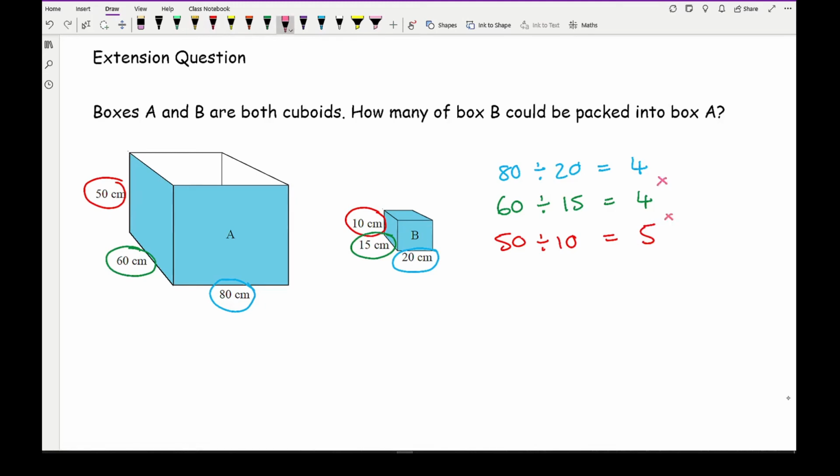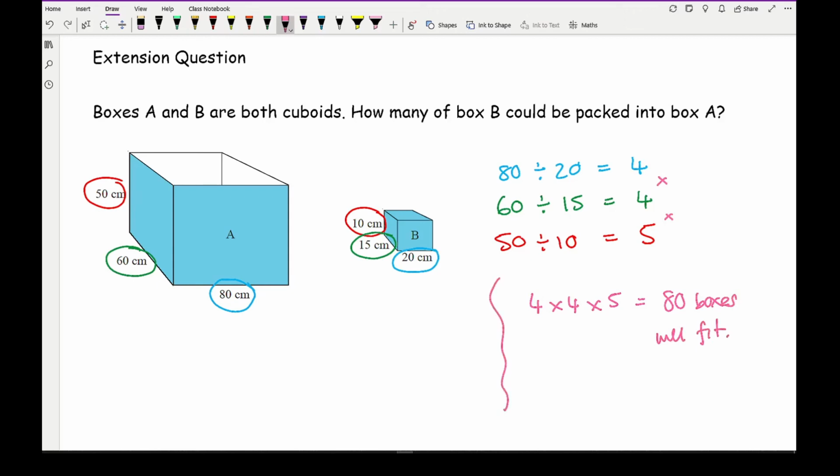So the number of boxes I'm going to be able to fit nicely without melting or squishing box B in is going to be 4 times 4 times 5, which is 4 times 4, which is 16, times 5, which is going to be 80 boxes. So here we've got an answer of 80 boxes will fit. And there is my final answer.